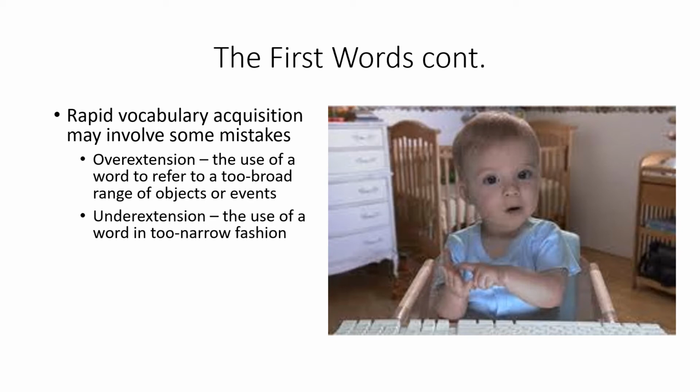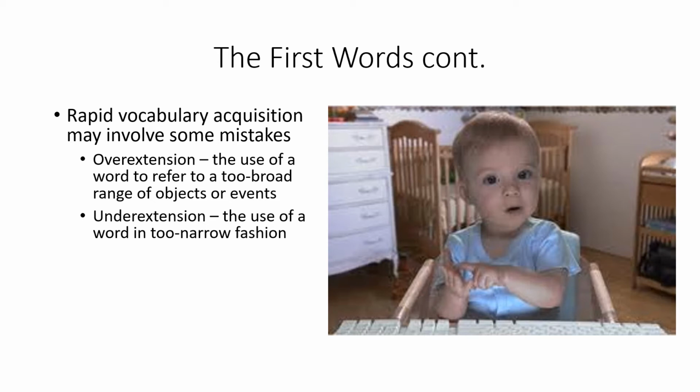So they know the word dog, and they see their dog is a tiny little dog, let's say a Boston Terrier or something like that, and then they see a Great Dane. They don't know that that's a dog, and they don't apply the word dog, because they're using the word dog in too narrow a fashion.